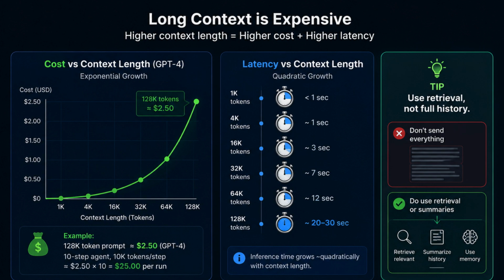Long context is expensive. For GPT-4, a 128K token prompt costs $2.50. For a 10K step agent with 10K tokens each step, the cost adds up. Also, inference latency grows quadratically with context length. A 128K prompt can take 20 to 30 seconds. So, you should not use full context unnecessarily. Instead, use sliding window memory or a separate summarization step.